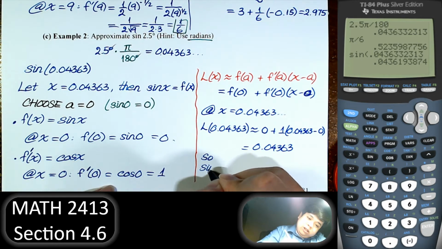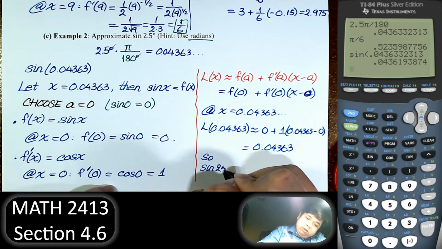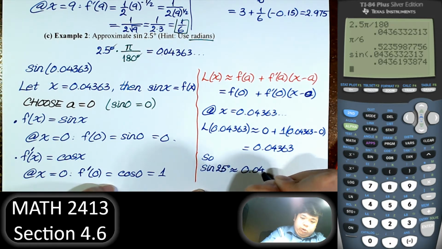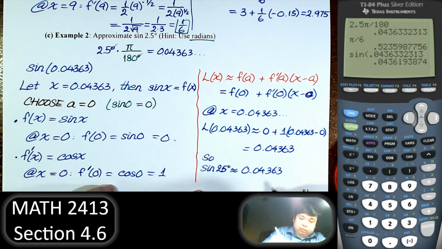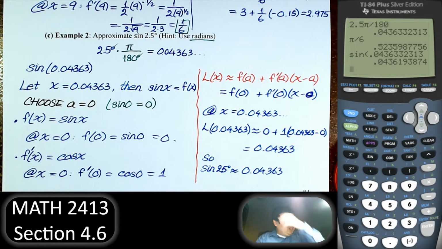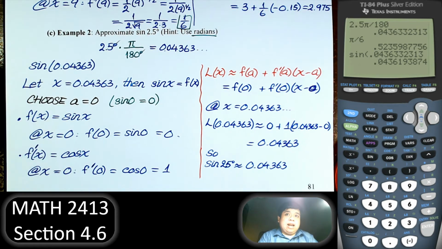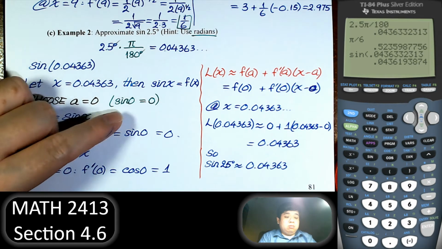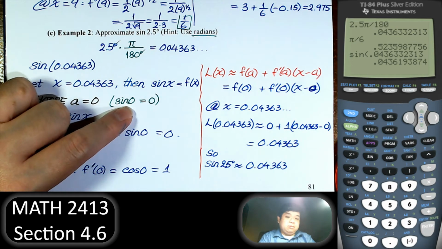So the sine of 2.5 degrees is approximately equal to 0.04363. Right, so simple enough. Whatever number we evaluate, that will be x, and then we have the function. And then we choose a to be close to that number, but convenient to evaluate.